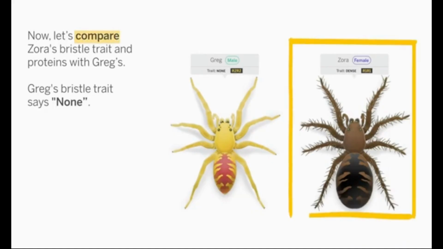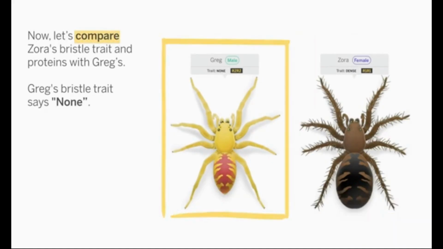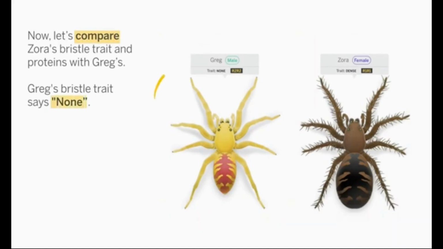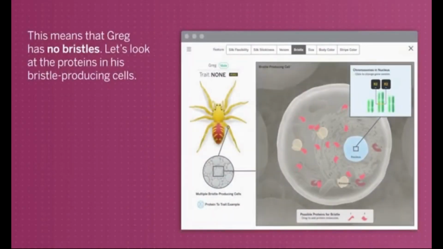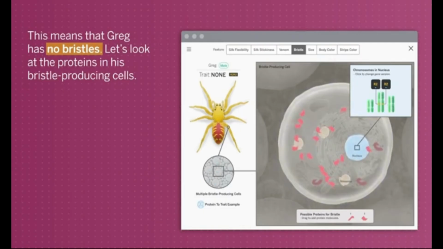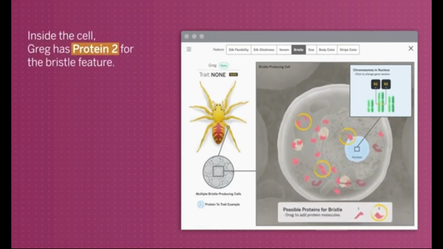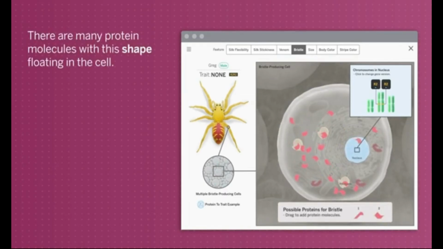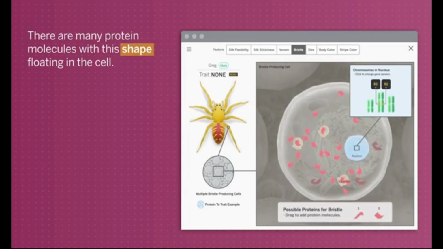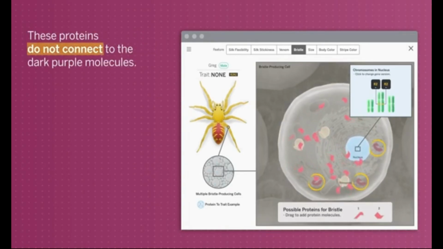Now, let's compare Zora's bristle trait and proteins with Greg's. Greg's bristle trait says none. This means that Greg has no bristles. Let's look at the proteins in his bristle-producing cells. Inside the cell, Greg has protein 2 for the bristles feature. There are many protein molecules with this shape floating in the cell. These proteins do not connect to the dark purple molecules.